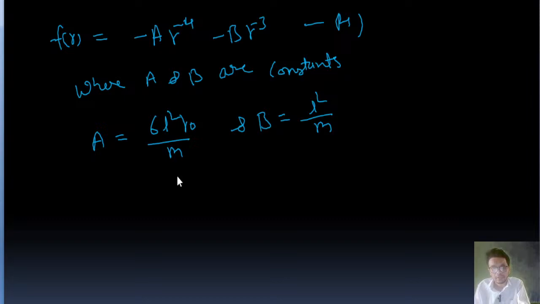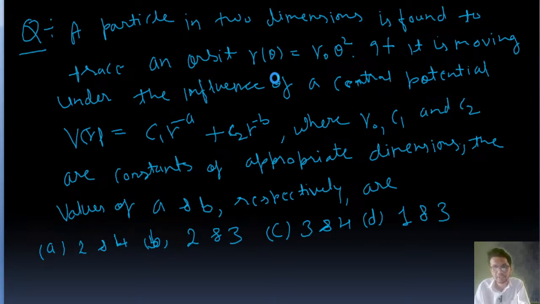Now, this is the central force, guys. Now we'll find V(r), that is the potential, because we have been given the potential. This is the potential we have been given, because that particle in 2 dimensions is found to trace an orbit, and it is moving under the influence of this central potential. So we'll find the central potential, then we'll compare and find the values of A and B.